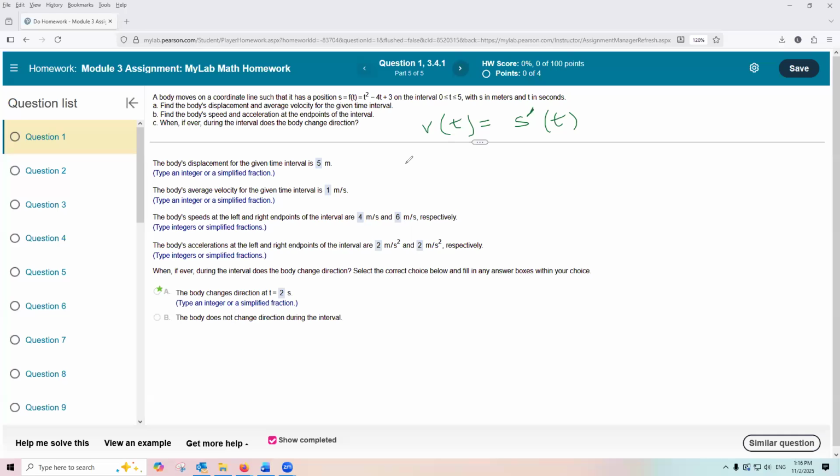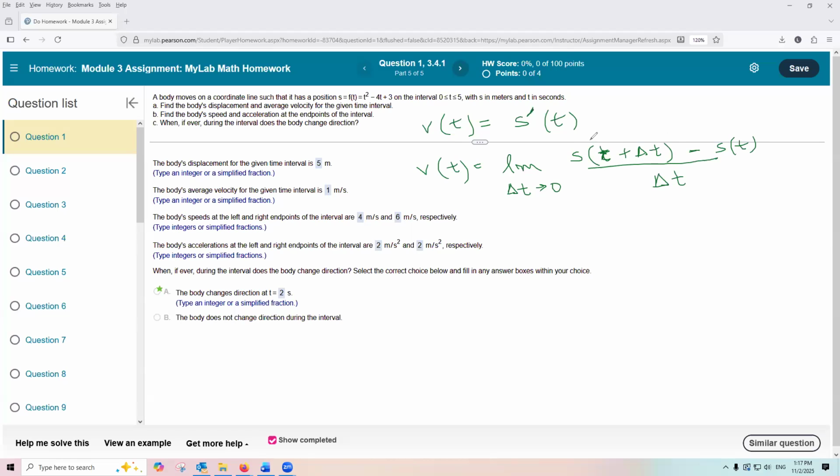All right, well, we're going to use the limit definition for derivatives. So it says the limit, I'm going to use delta t here, as delta t goes to 0, and we're going to want to calculate s of t plus delta t minus s of t all over delta t. This is the limit definition from back in Module 2.